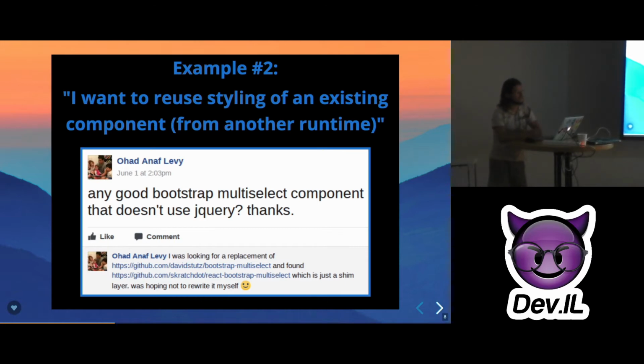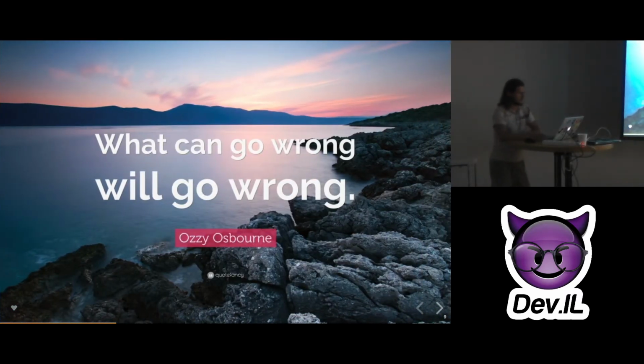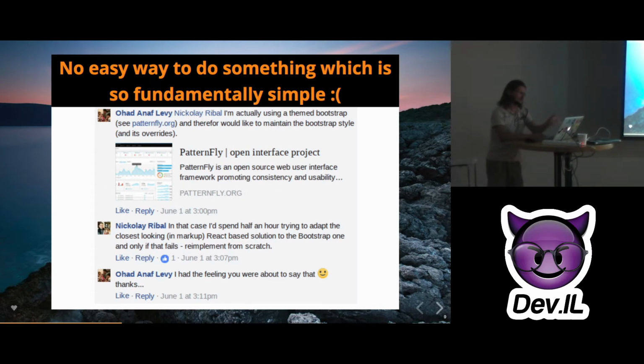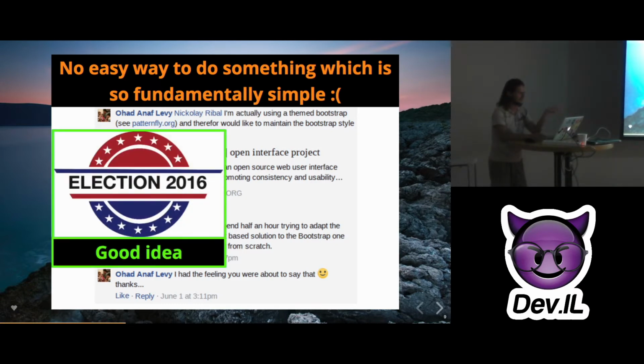I want to reuse styling of an existing component from another runtime, okay? It's all JavaScript. This is a friend of mine asking for help, and his expertise is not front-end, and I wanted to help. He works for Red Hat and is a smart guy, and he uses Bootstrap, I think, and he just wanted to use the same component from a different runtime. So this is another quote, which is unfortunately true. And don't read this, don't go into the details, it's just bad advice, okay? There's no easy way to do this basic thing.